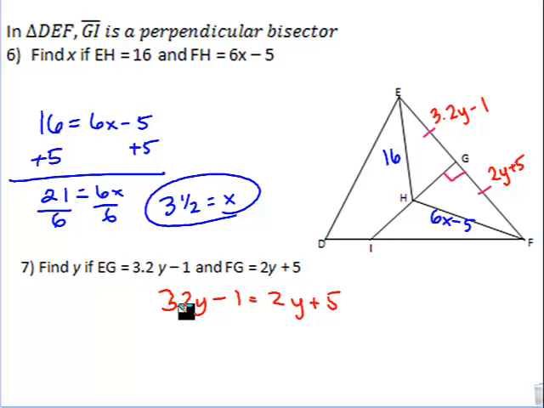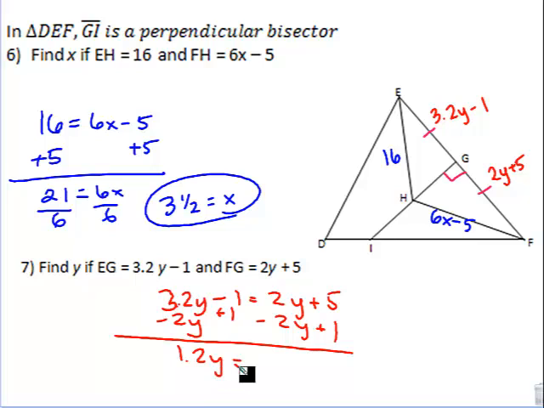To solve, we'll have to add the 1 and subtract the 2y to both sides. This gives us 1.2y is equal to 6. Divide both sides by 1.2. And we get our y to equal 5. So once again, for this problem, it was imperative that we knew what the word perpendicular bisector meant so that we could ultimately solve for this.